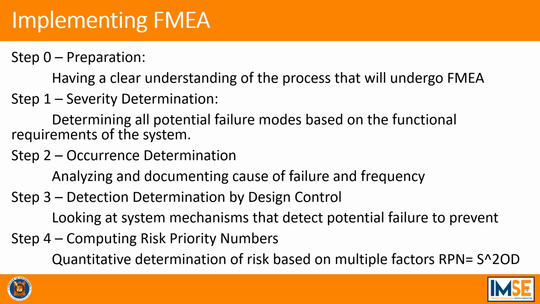Step 4 is computing risk priority numbers, or RPNs, which are a quantitative determination of risk based on multiple factors. And it is defined as the product of S, which is the severity rating, O, the occurrence rating, and D, the detection rating. This value is computed for each failure mode. The failure modes that have the highest RPN, or risk priority number, should be given the highest priority for taking corrective actions. So they should be the first ones on the list when modifying the system.